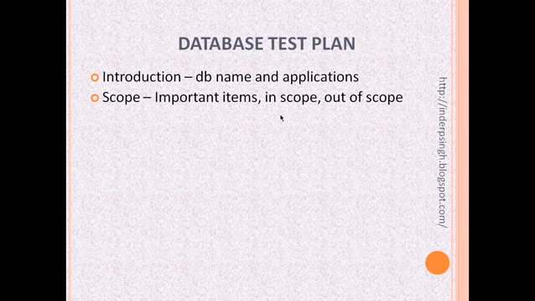Then there is the scope of your database test plan, and this is important to keep you on track. What are the important items to test in this release? What are the important schema objects that you have to test in this particular release? What is the important data that you have to test? What are the items in scope and out of scope?